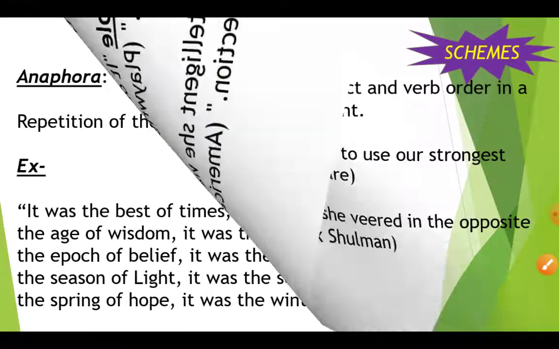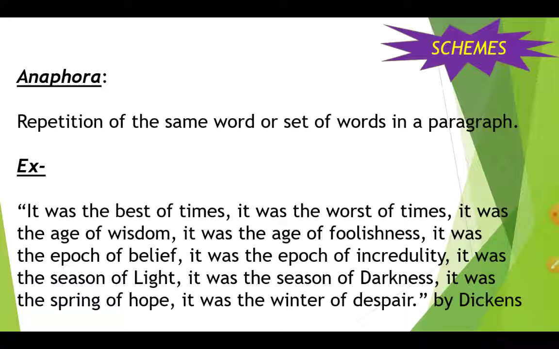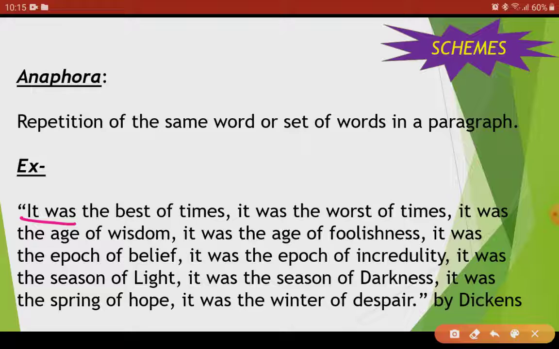Let's understand another category. Another part of the same category, that is anaphora. Anaphora is the repetition of the same word or set of words in a paragraph. You can see it in this example: it was the best of times, it was the worst of times, it was the age of wisdom, it was the age of foolishness, it was the epoch of belief, it was the epoch of incredulity, it was the season of light, it was the season of darkness, it was the spring of hope, and it was the winter of despair. These are the famous lines from A Tale of Two Cities by Charles Dickens. And here you can see "it was", this set of words, is repeating in the whole passage. When something is repeating in the whole paragraph, then it comes into this category, that is anaphora.